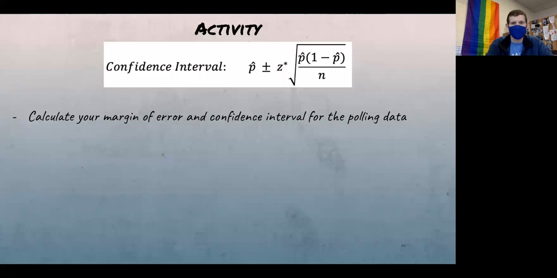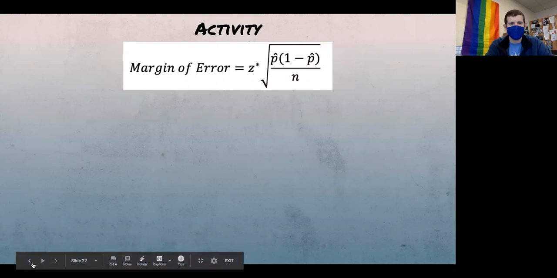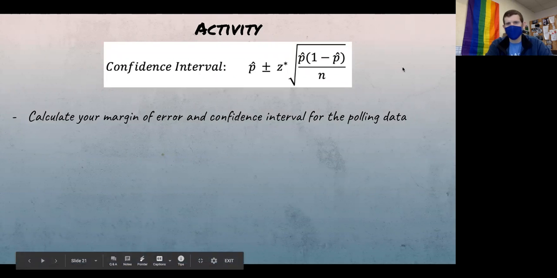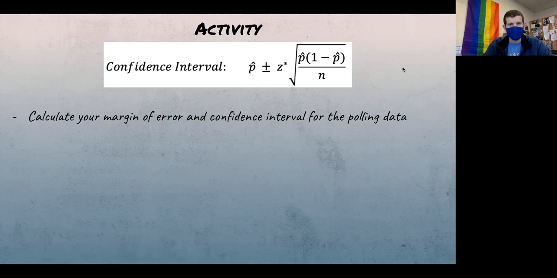So let's go back to that data you copied down at the beginning. Now you have everything that you need. We want to calculate a 95% confidence interval for Trump's vote share in the November 2020 election based on your polling data. So I will pause and let you guys calculate that.